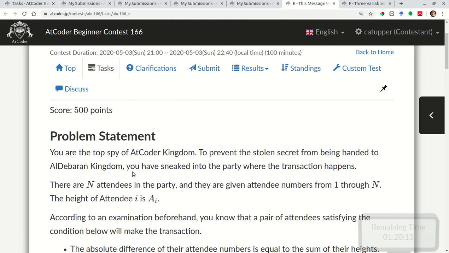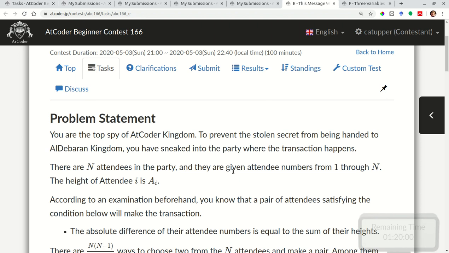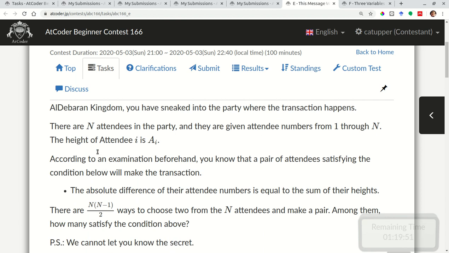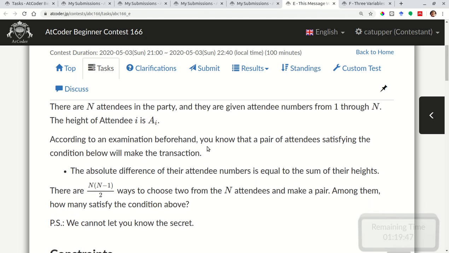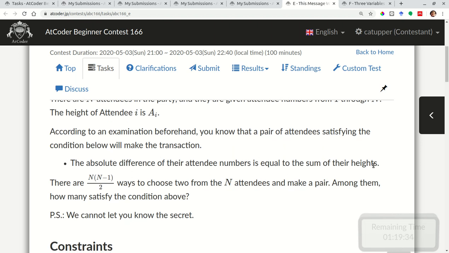You are the top spy of AtCoder Kingdom. To prevent the stolen secret from being handed to Aldebaran Kingdom, you have sneaked into the party where the transactions happen. There are N attendees in this party, numbered from 1 to N. The height of attendee i is A_i. According to an examination beforehand, you know that a pair of attendees satisfying the condition below will make the transaction: the absolute difference of their attendee numbers is equal to the sum of their heights.